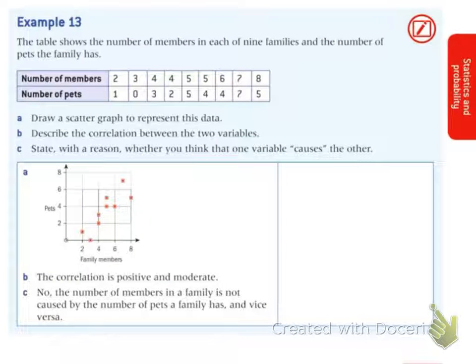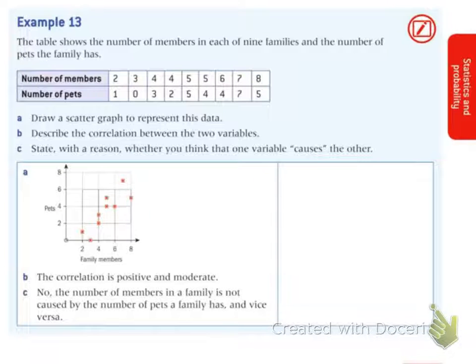In example 13, we talk about the number of members and the number of pets. So each of 9 families and the number of pets they have. So how many people are in the family and how many pets. In this particular case, they actually chose to put the number of people in the families and then the number of pets on the dependent side. Again, I don't think there's necessarily going to be a right and wrong answer to that, unless it's kind of straightforward. Some of those are not as straightforward. Number of pets and family members can be switched around, and I think they work just fine.